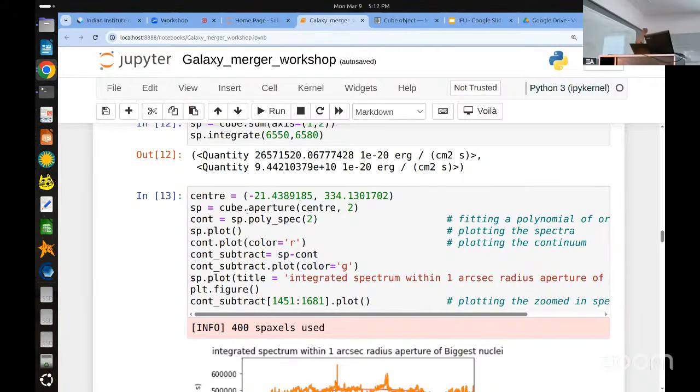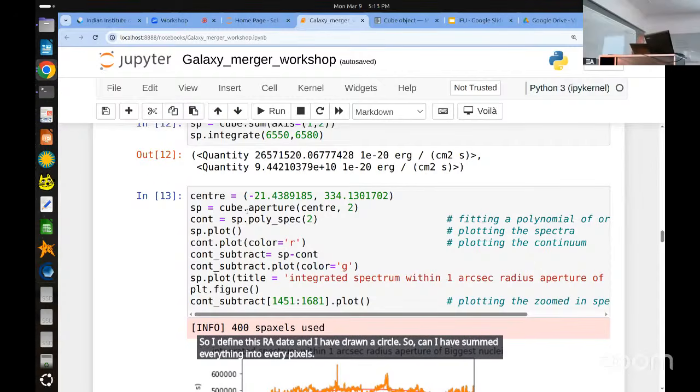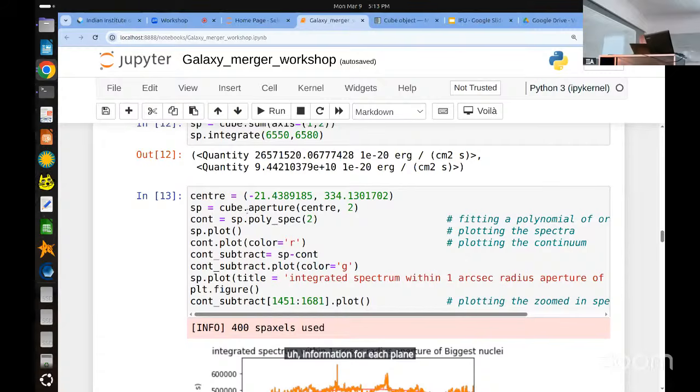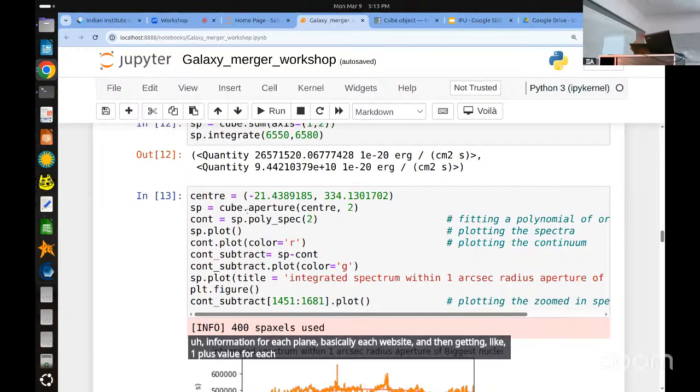So I am defining this fixed. This is in RA tape. So I have defined this RA tape and I have drawn a circle. Then I have summed every pixel's information for each plane, basically each wavelength, getting one flux value for each wavelength within that circle. It's a sum value.